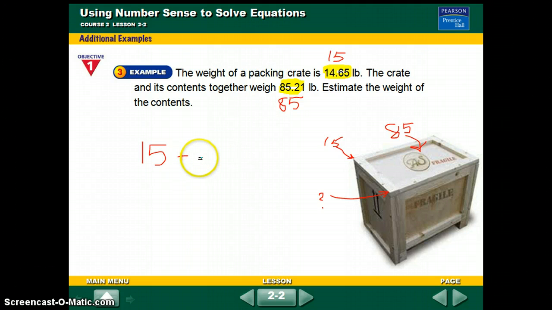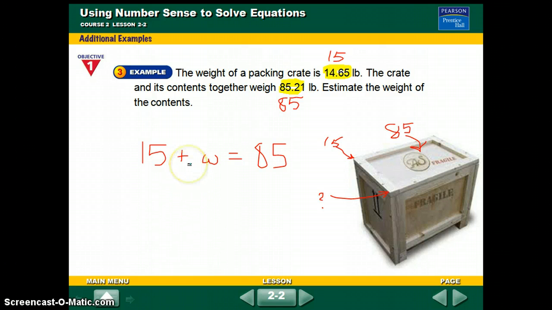So we want to put some variable for it. Let's use W for weight. If we add them together, we should get the total weight. But we know the total weight is 85. You put this thing on a scale, and you happen to know your crate beforehand. You know your crate is 15 pounds. You put it on a scale, and the scale reads 85. How much is the stuff inside? Well, what could you add to 15 to get to 85? A little bit higher numbers, but we can still figure it out, right?